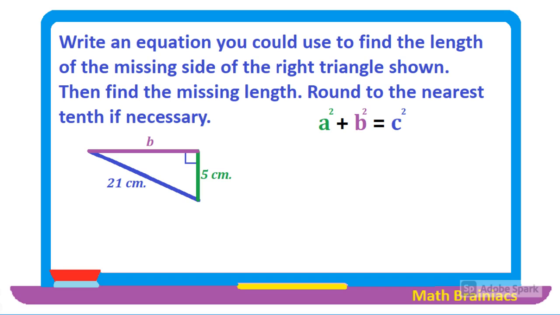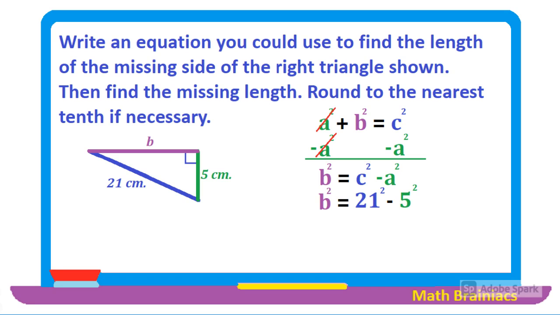Applying the Pythagorean theorem formula, it will give us a squared plus b squared is equal to c squared. Since we are going to find the side length letter b, we're going to subtract a squared from both sides of the equation. And we can cancel out the a squared on the left side of the equation. Consequently, it will give us the equation b squared is equal to c squared minus a squared. Substituting the given values in the equation, it will give us b squared is equal to 21 squared minus 5 squared.